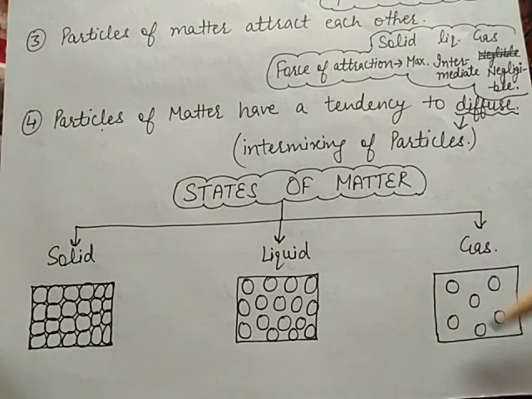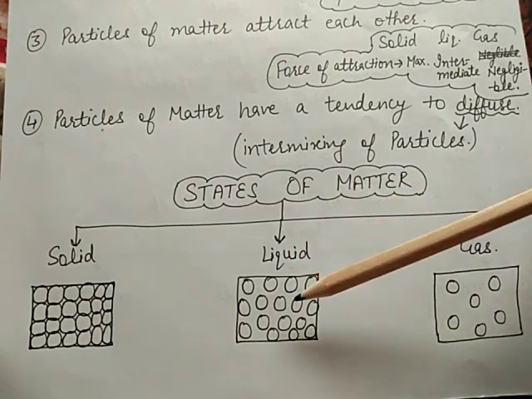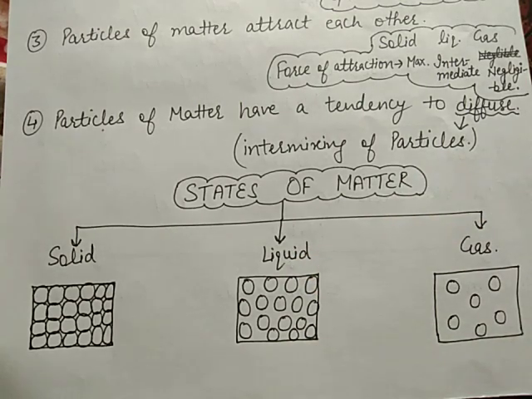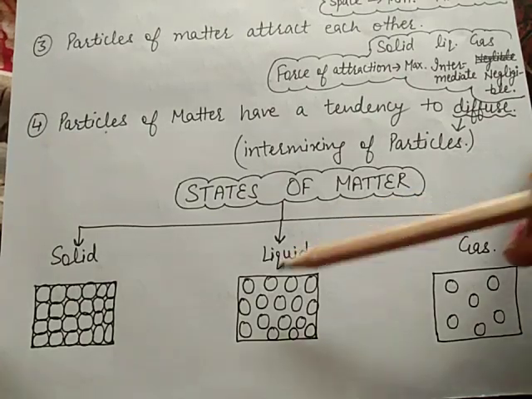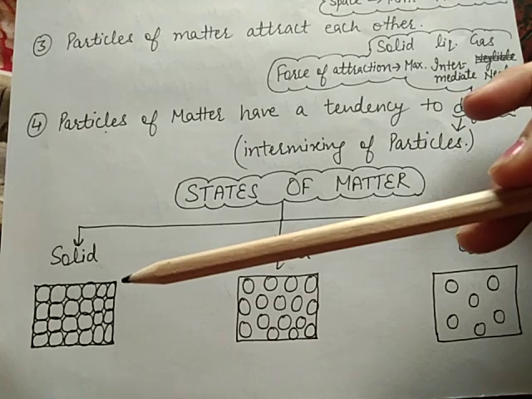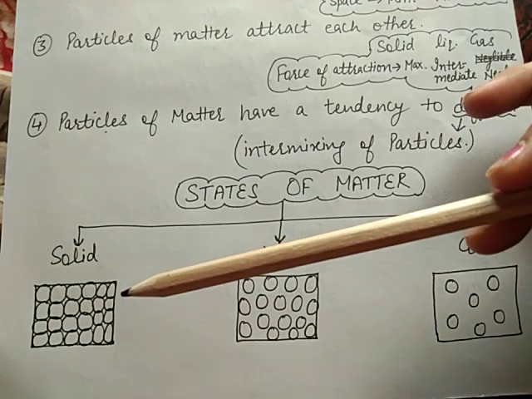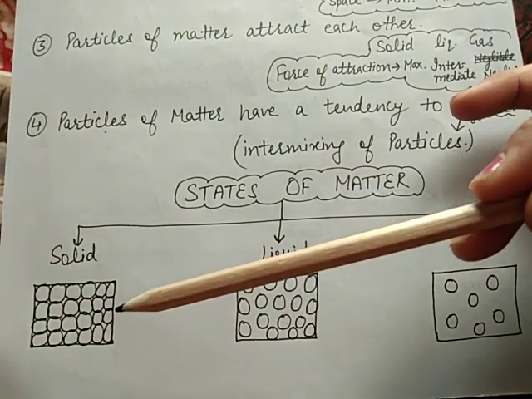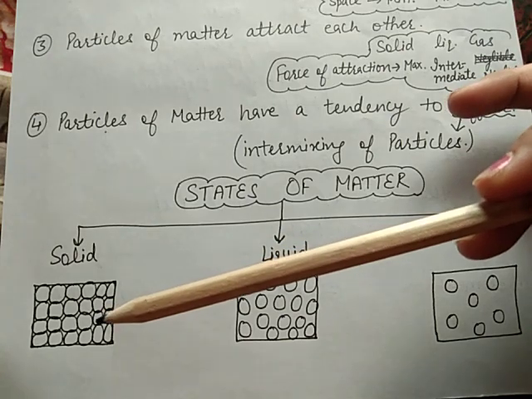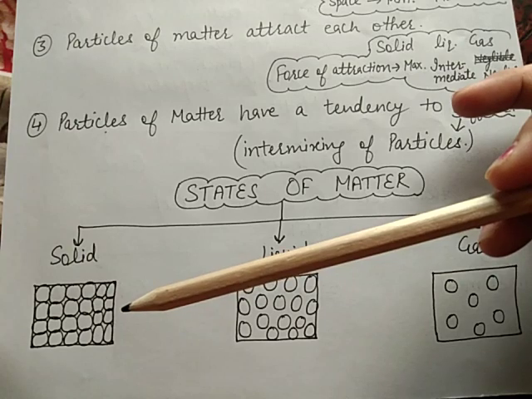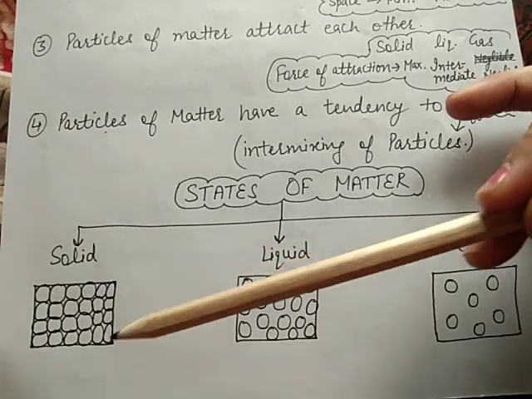Here the particles move easily. In liquids, particles move less as compared to gases. In solids, particles move very little. We take examples of solids: sugar, sand, rocks, stones and metals like iron, copper, aluminium, gold, silver. All these examples are solids.